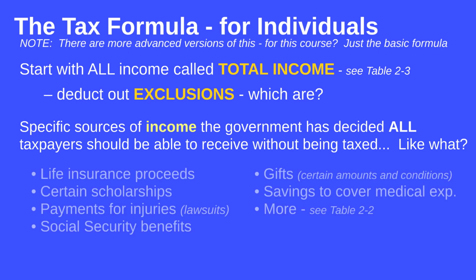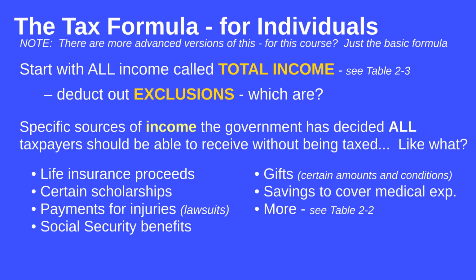So, like what? Well, here's some examples up on the screen. You'll see that there's more of them. The last bullet that I've got here is that there's another table in your book that I would recommend you looking at. But if you receive proceeds from someone passing away and they had you listed as a beneficiary for life insurance, the government says you shouldn't have to pay income tax on that.